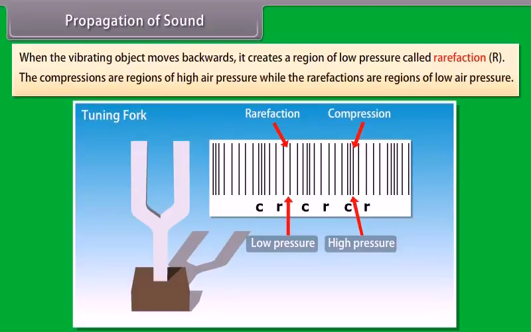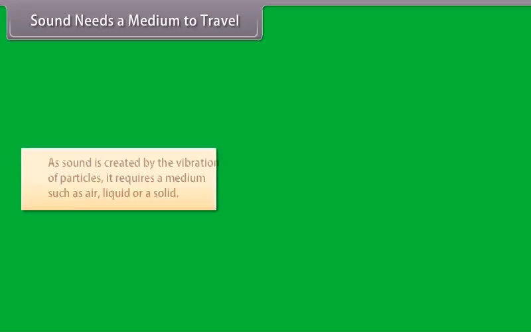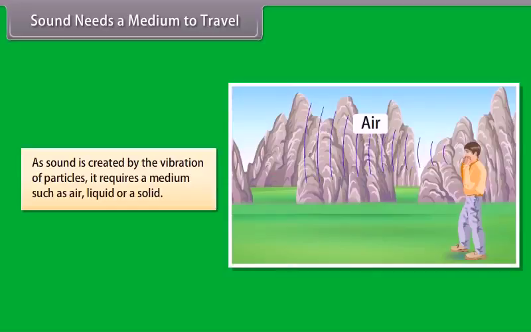Look at this image. It shows a sound wave created by a tuning fork and propagated through the air in an open tube. These are the regions of compression, and these are the regions of rarefaction. Sound needs a medium to travel. As sound is created by the vibration of particles, it requires a medium such as air, liquid, or a solid.